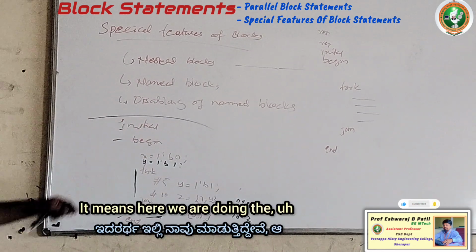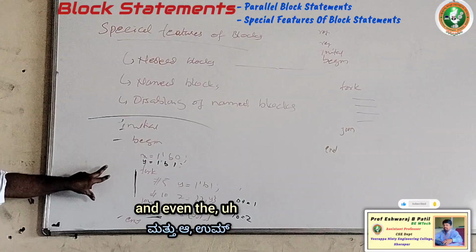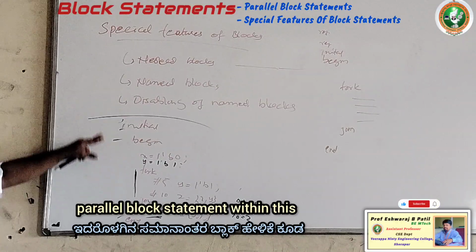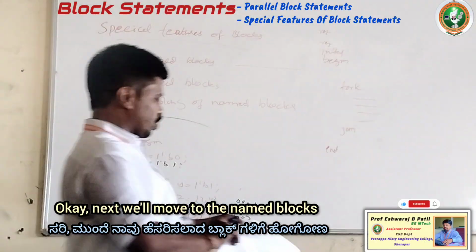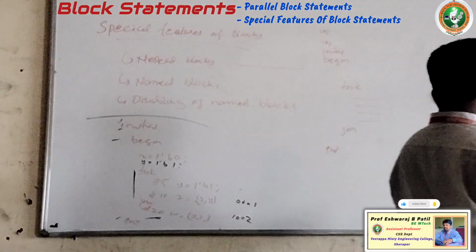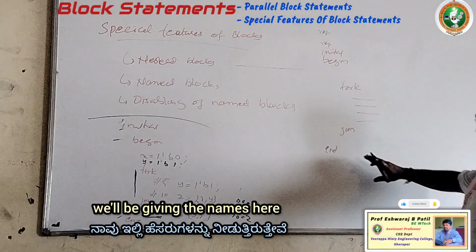It means here we are using both sequential block statements and parallel block statements within this. This one is called nested blocks. Okay, next we will move to named blocks. What do named blocks mean? Here, block 1 and block 2, we will be giving names.